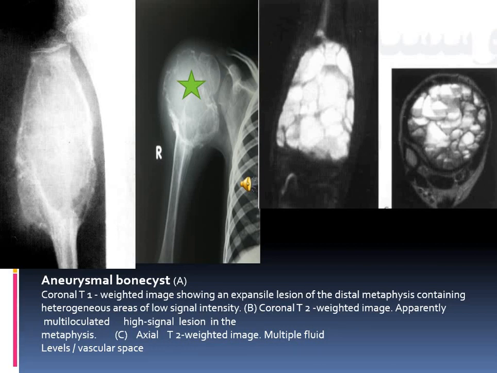The most important point in differentiating the aneurysmal bone cyst from the giant cell tumor is that it occurs in the immature skeleton, so mostly in the children or in the adolescents, and it's usually away from the articular surface and appears expansile with mild sclerotic margins and multiple fluid or hemorrhagic fluid levels seen on MRI study.